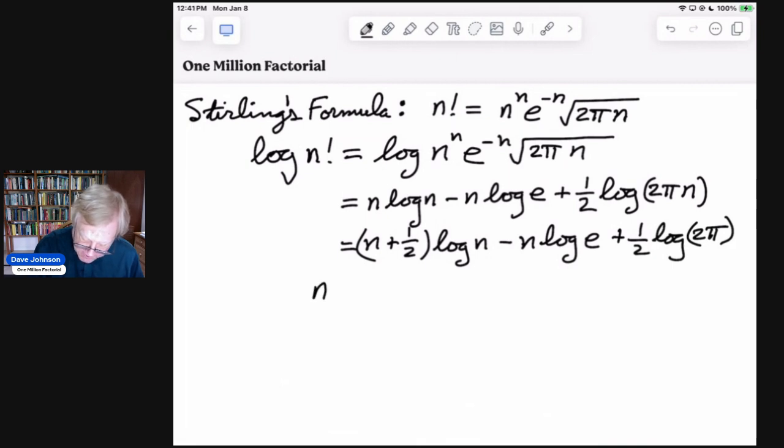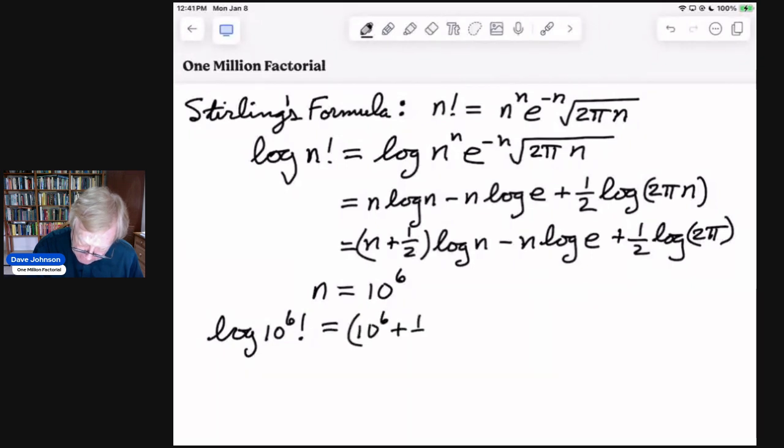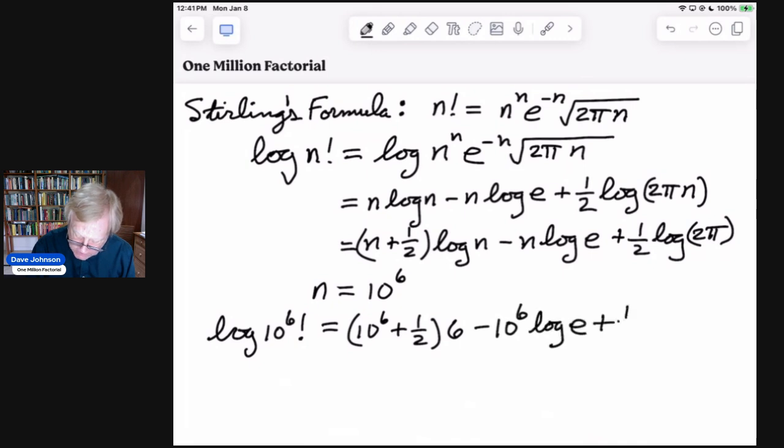And if we say n is equal to 10 to the 6th, which is 1 million, then we can plug in. We get log of 10 to the 6th factorial is equal to 10 to the 6th plus 1/2 times, now log of 10 to the 6th, base 10 is just 6, minus 10 to the 6th log e plus 1/2 log 2 pi.